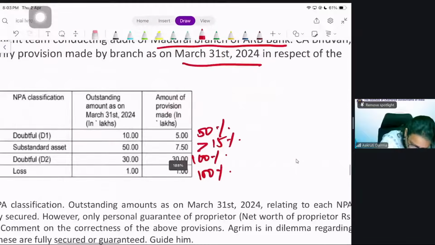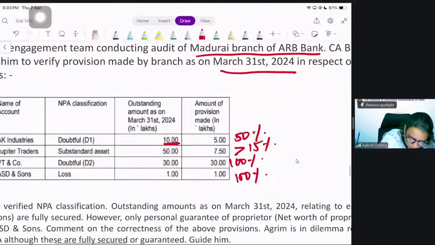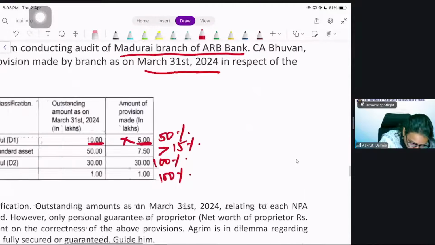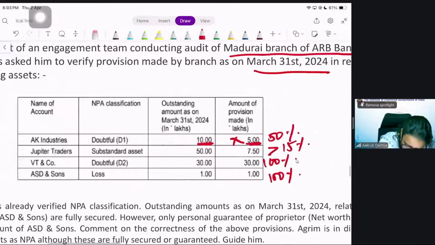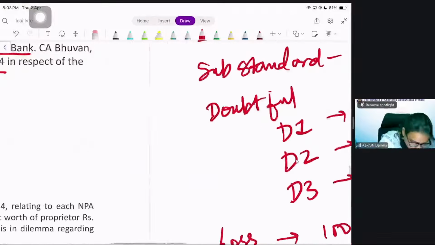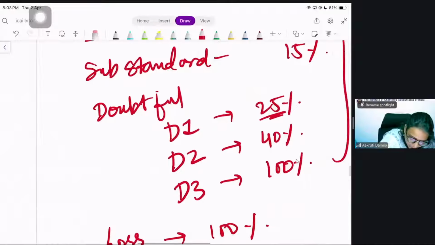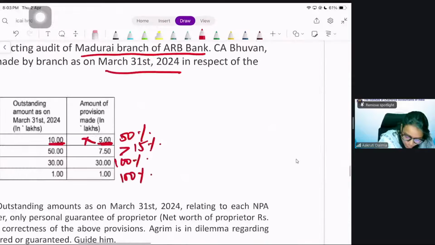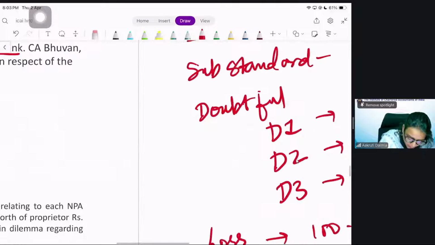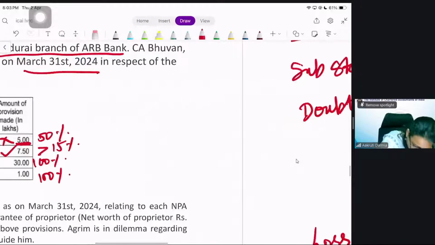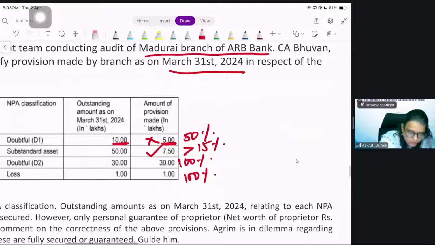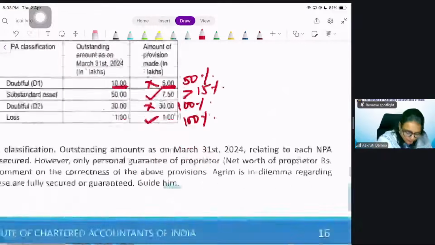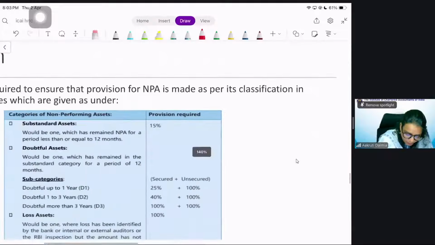How much provisioning is done for D1? 50%. What should be the provision? 25%. So this is wrong. Then substandard asset, 50 lakhs. How much provisioning is done? 7.5 lakhs. What is substandard? 15%. So this is correct. Doubtful 2, how much should it be? 40%. How much provisioning is done? 100%. So this is wrong. Loss asset should be 100%. So this is correct. Understood? बस ये आपको calculate करके बताना है. So first you have to mention the provisioning.